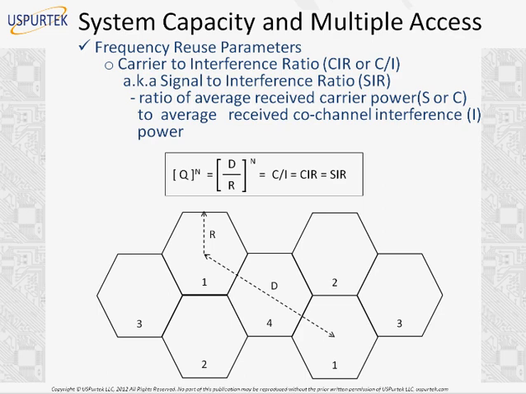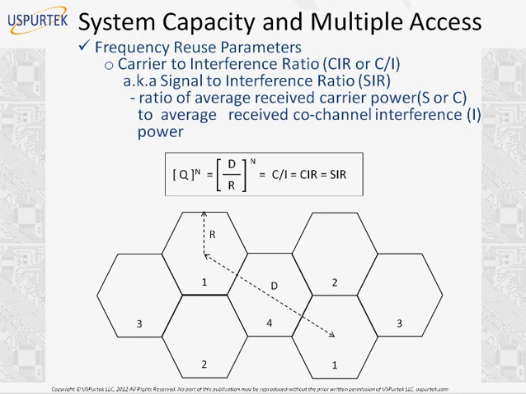Now, another important frequency reuse parameter is the carrier to interference ratio, CIR, also known as signal to interference ratio. This is the ratio of average received carrier power, which you write as S or C, to average received co-channel interference. Suppose a user is within a cell site and is receiving a direct signal from the base station. He might also be receiving some signal from another base station running at the same frequency. That is your interference. So how do we measure that? We measure the average received carrier power and the ratio of that to the average received co-channel interference power.